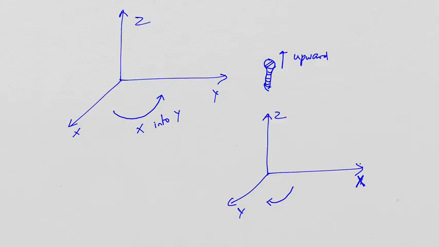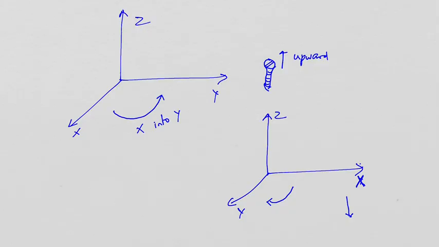Or I can put it in this way: if the right hand is used, the thumb indicates the x-axis, the forefinger indicates the y-axis, and the middle finger indicates the z-axis, where the three fingers are held mutually perpendicular to each other. In the left-handed system, x and y axes are interchanged compared to the right-hand system. This means the rotation of the x-axis into the y-axis through the smaller angle causes downward movement of the right-handed screw.